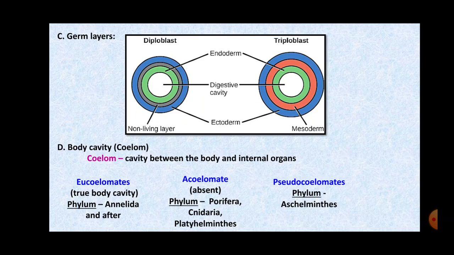Whereas in many of the cases, such as phylum Aschelminthes, they will have the body cavity, but it is not formed from either of the ways that is given before. Just like eucoelomate or acoelomate, these animals are called pseudocoelomate. So the ones with the true body cavity, those are eucoelomates. The ones who do not show presence of body cavity, those are acoelomate. That is, coelom is absent, cavity is absent. And pseudocoelomate, it is not actually true, but it is not absent as well.